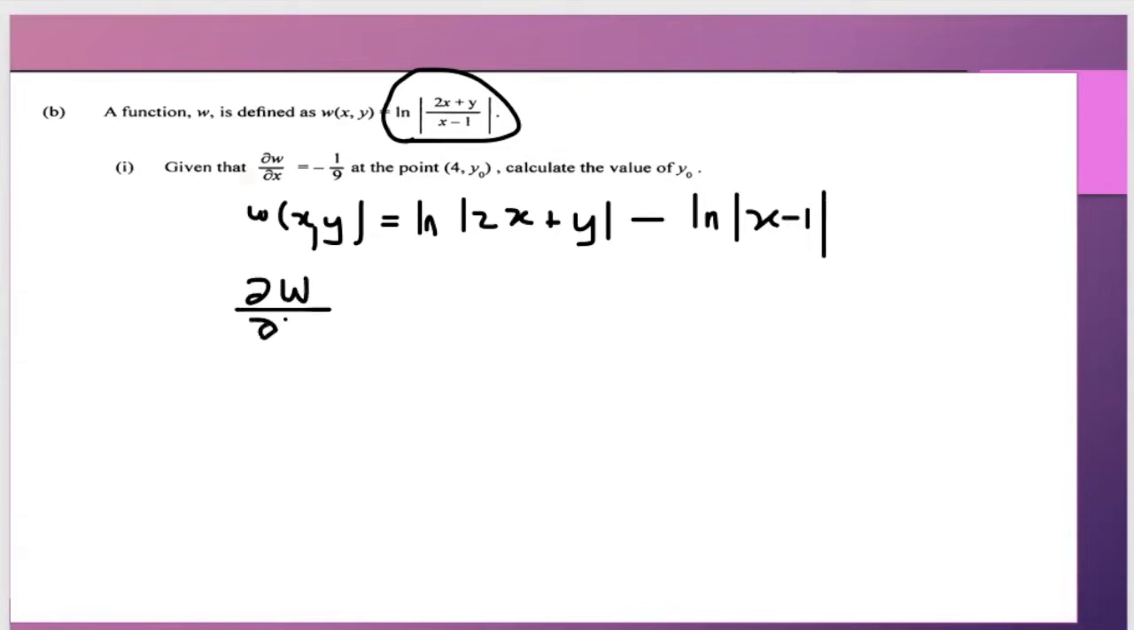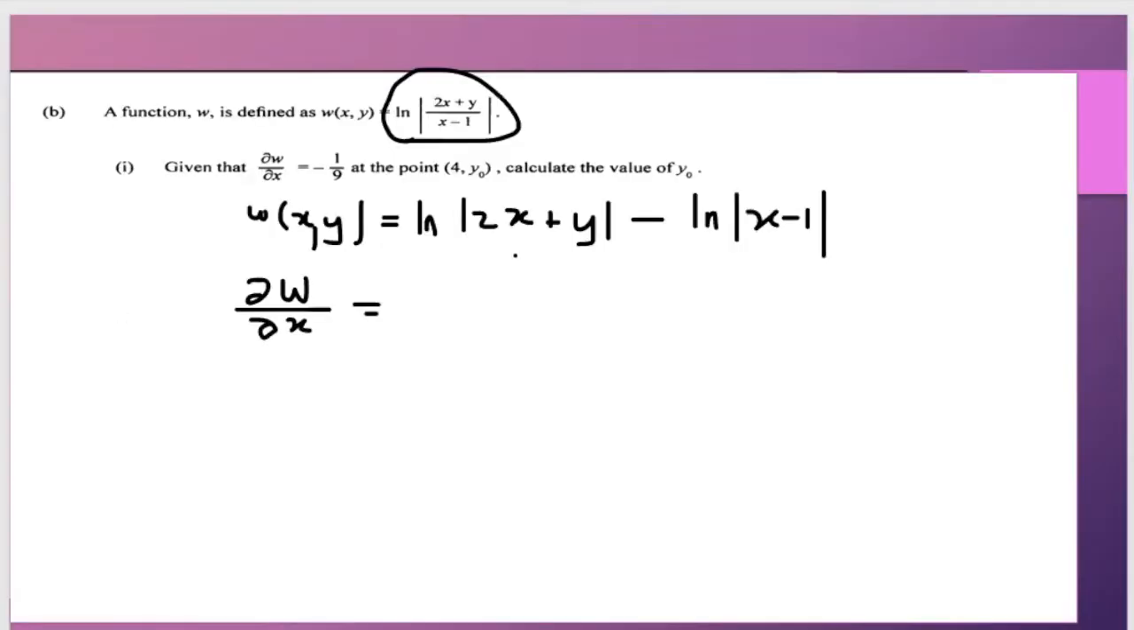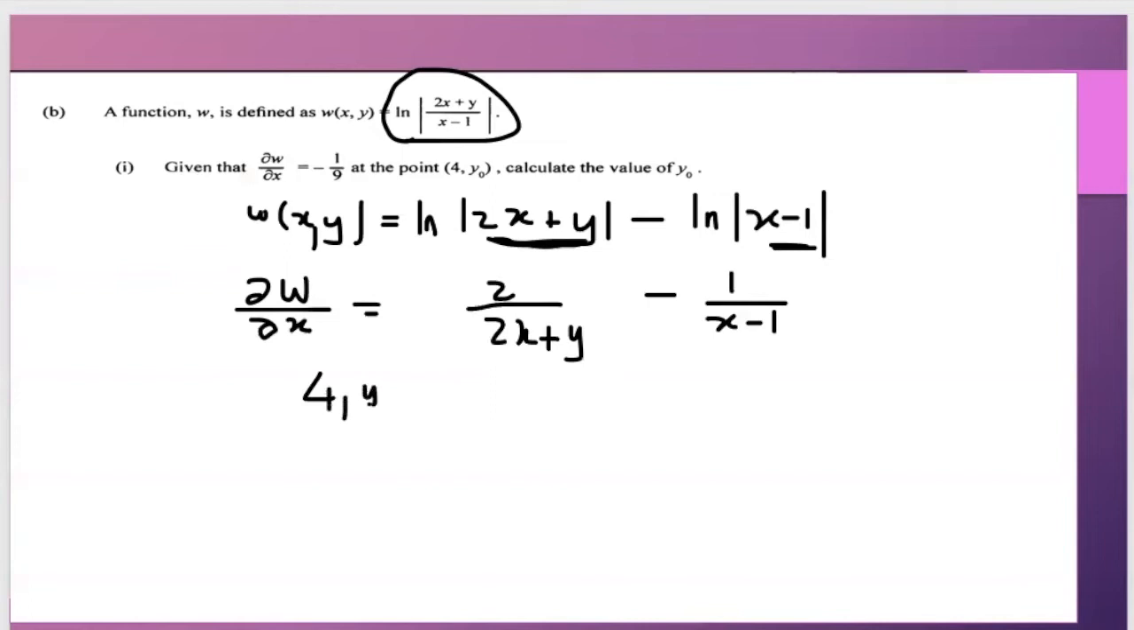So it means I need to find the partial derivative with respect to x. So wherever I see x, I differentiate, and y is a constant, so it becomes 0. And differentiating this log, it becomes a fraction, so you differentiate inside the modulus to get 2. The y becomes 0, 2x becomes 2, and then you rewrite the denominator, which is 2x + y. Same scenario here, differentiate x - 1 to get 1, and then we rewrite the denominator to get x - 1.